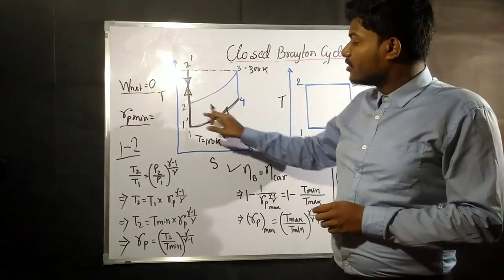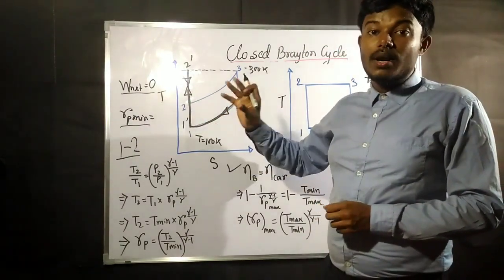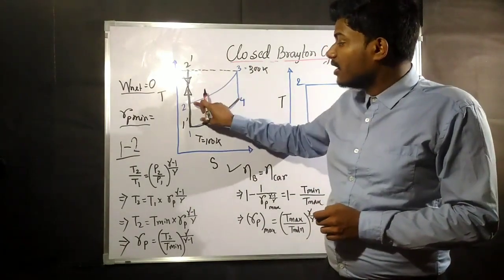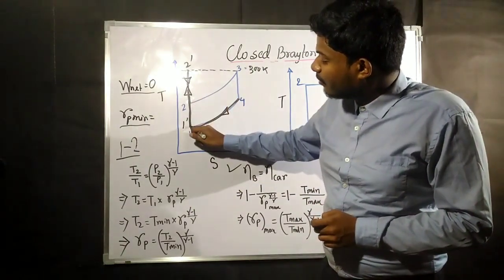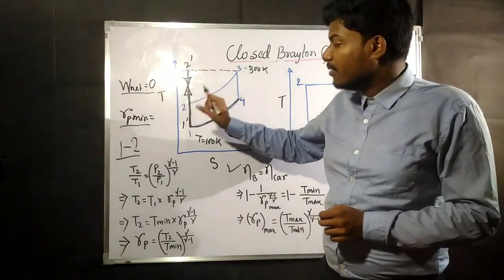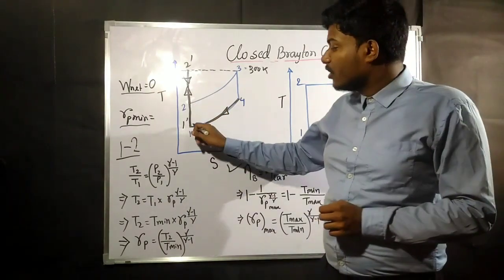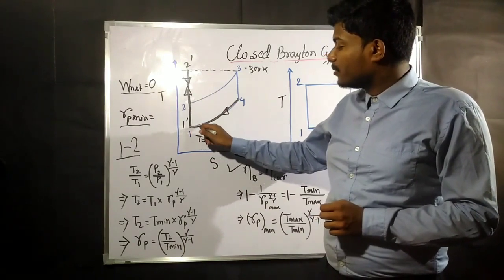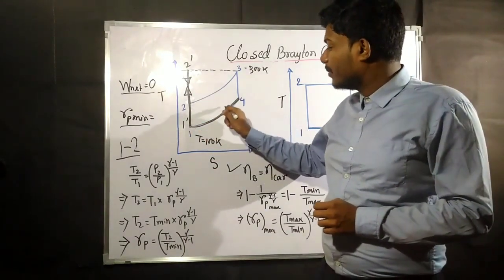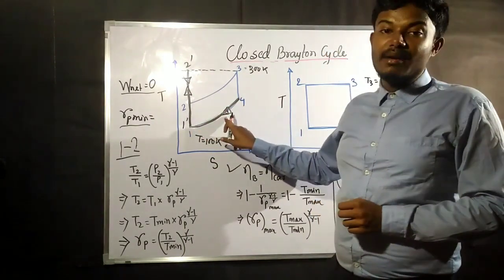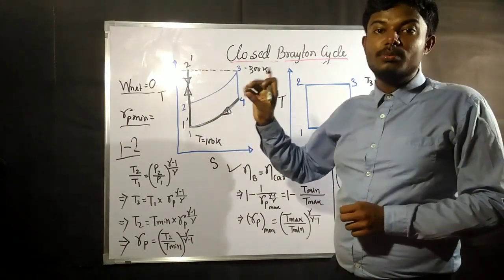This pressure ratio is just P2 by P1. Okay, what is going to be the minimum pressure ratio? P2 can hardly come down to P1. For the minimum case, P2 and P1 will be at the same point. So if 1 and 2 are at the same point, that means your cycle will go like this and come back like this. Here also the area bounded by this line is going to be 0.